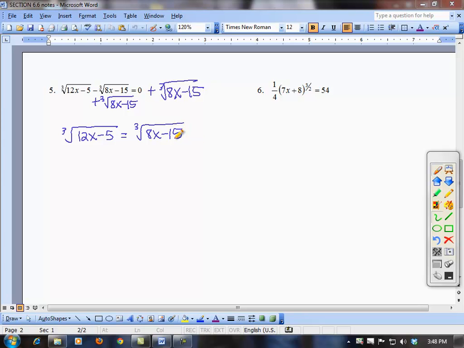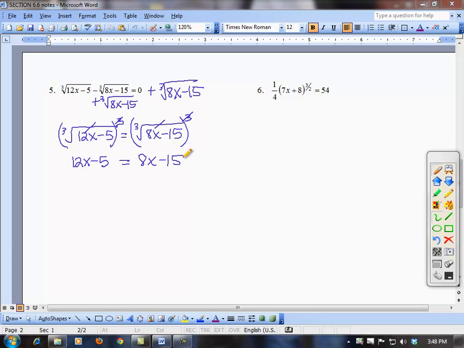Now, we don't like cube roots, so in order to get rid of cube roots, we've got to cube both sides. So if I cube this side, the cube and the cube root go away. I'm left with 12x minus 5. If I cube this side, the cube and the cube root go away. I'm left with 8x minus 15. And this now is an equation that we can solve.